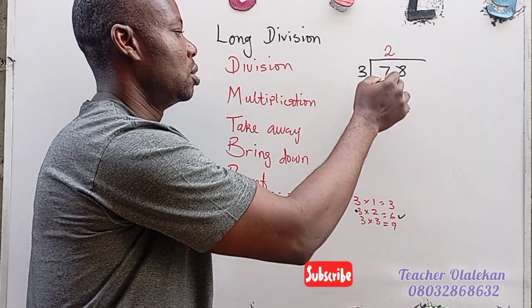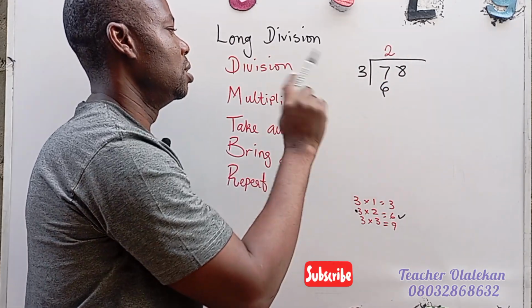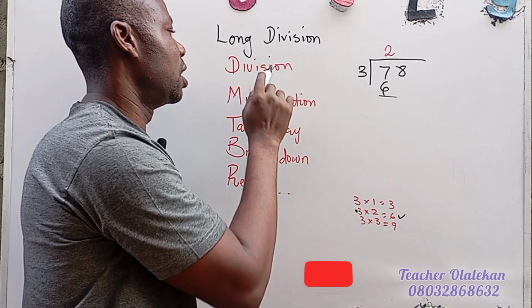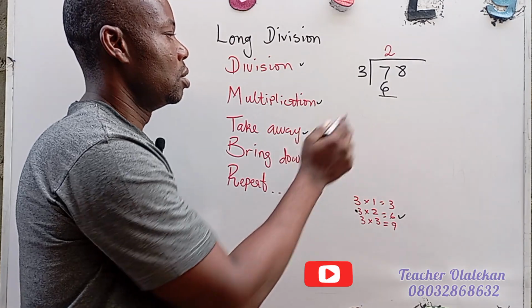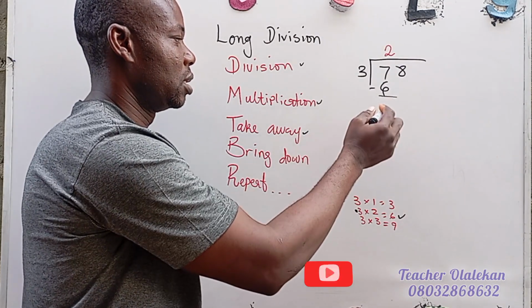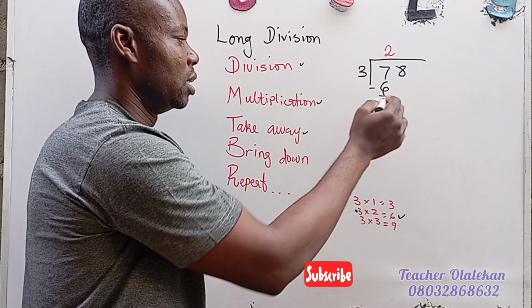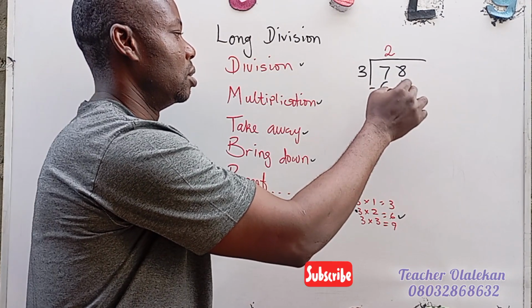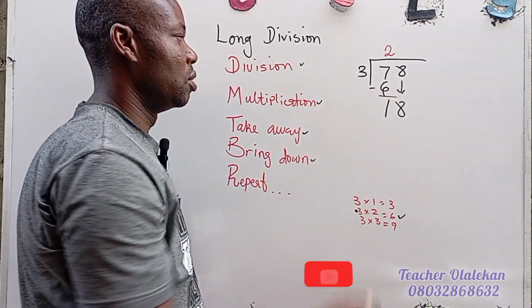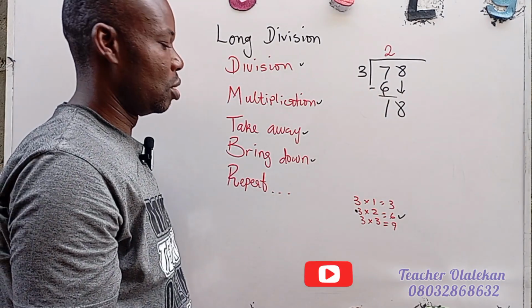So that gives us 3 times 2, 6. Then you take away now. After you have done the division, you've multiplied, then you take away. So 7 minus 6 gives us 1. And the next thing is that you bring down the next number, which is 8, to have your new set of figures, which is going to be 18.